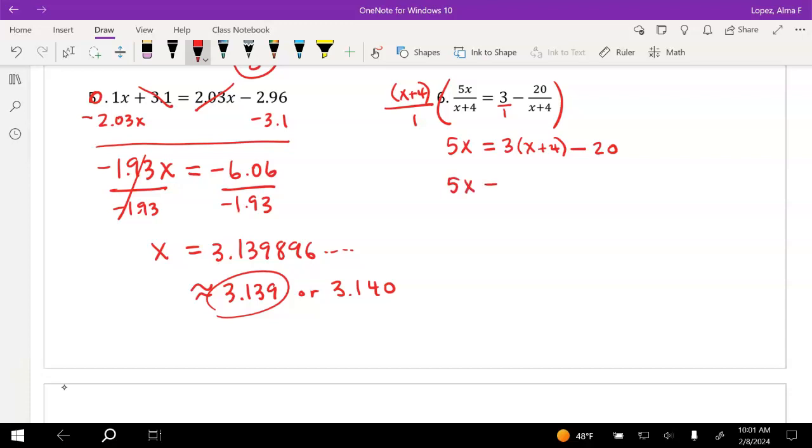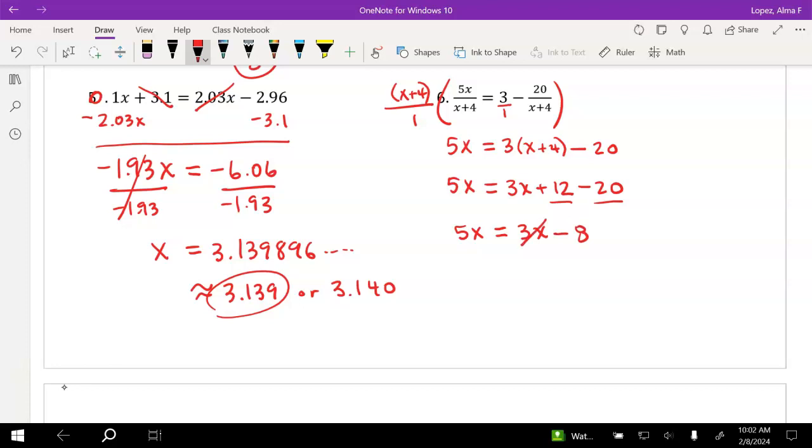I'm going to start by distributing the 3 through the parentheses. 3 times x, 3 times 4 is 12, minus 20. Here's my equal sign, but I notice that on the right I do have 2 constants that could be combined, so I'm going to do that first. The 5x and the 3x are fine, but 12 and negative 20 clean up to be a negative 8.